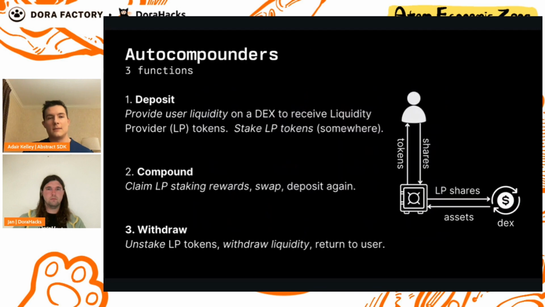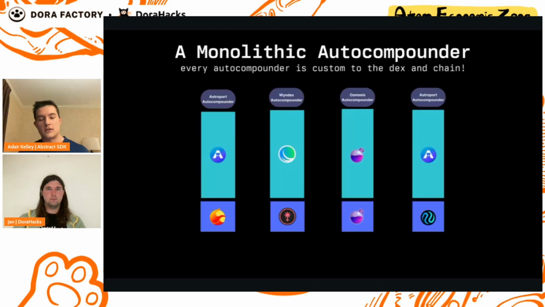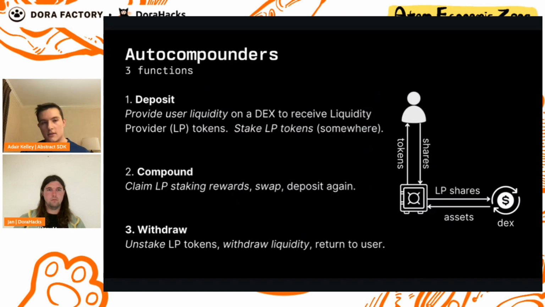And now traditionally, all of these autocompounders would have their implementations or their integrations tightly coupled to the implementations. And so I would have to write a new autocompounder for Astroport, given that it's a contract autocompounder, and I would have to write a new one for Osmosis, given that the actual DEX is built on the Cosmos SDK and it uses the native calls. Same for these other 2.